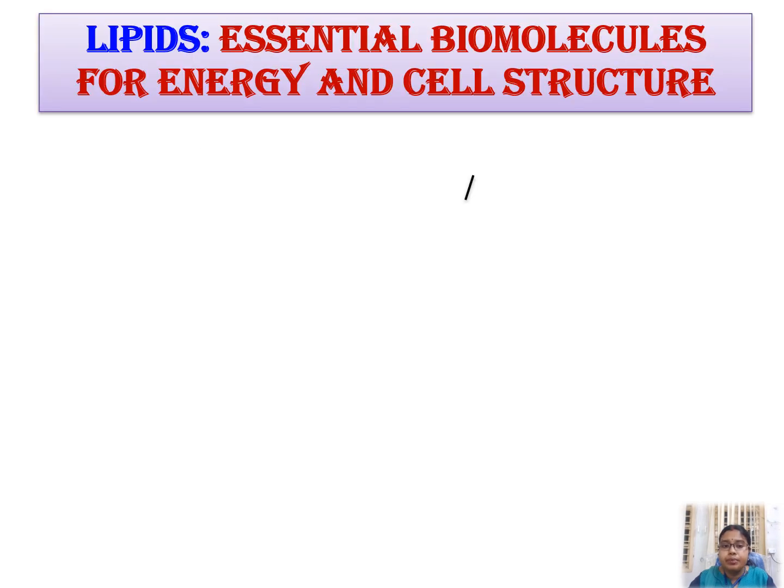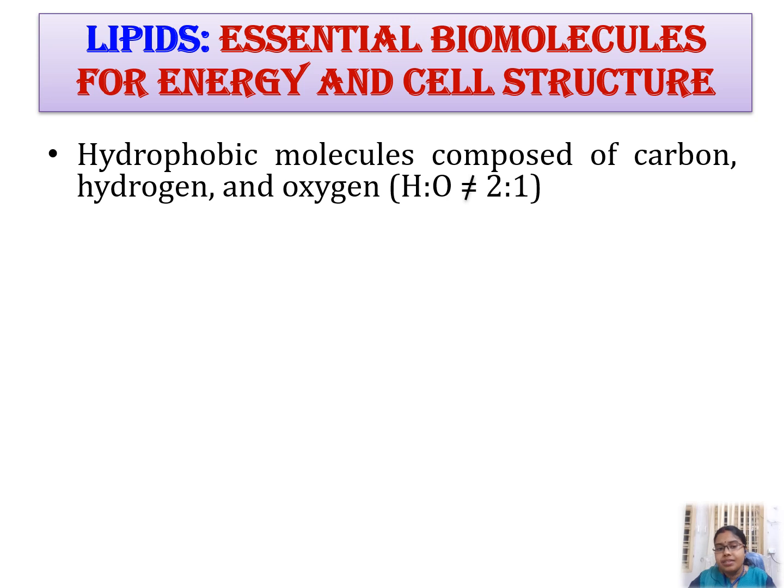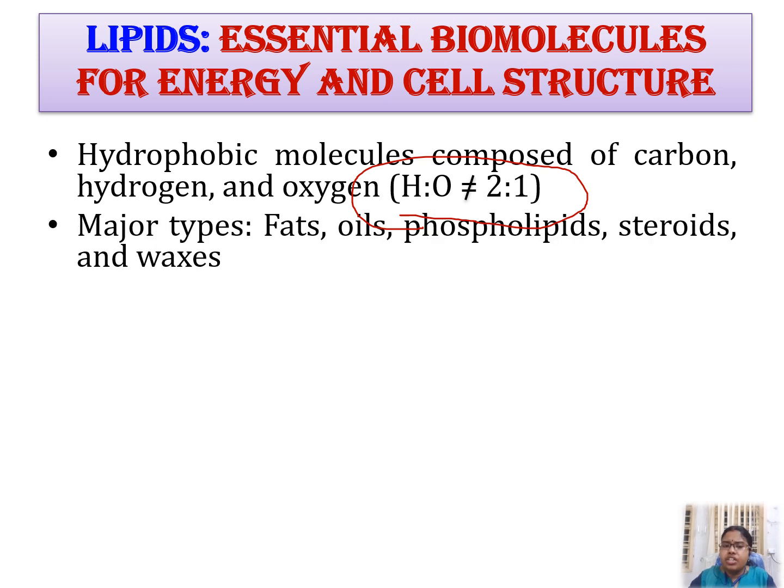Next, lipids. They are essential biomolecules for energy and cell structure. There is a fine difference between carbohydrate and lipid. Carbohydrate consists of carbon, hydrogen and oxygen. Lipid also consists of carbon, hydrogen and oxygen, but the difference is that the hydrogen to oxygen ratio is not equal to 2:1. The major types are fats, oils, phospholipids, steroids and wax.